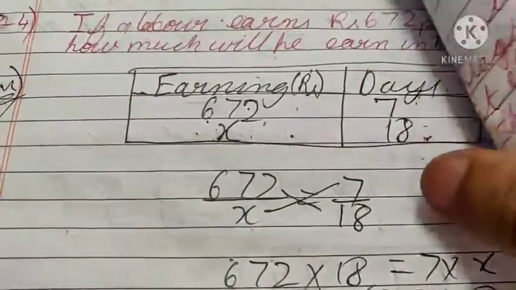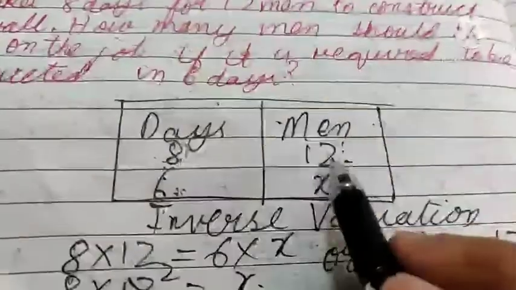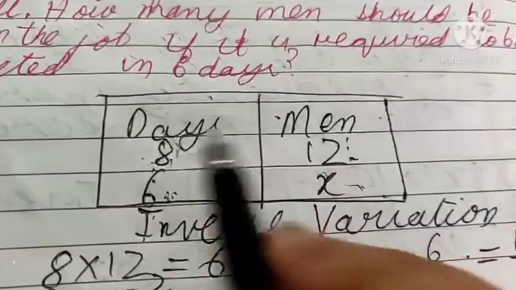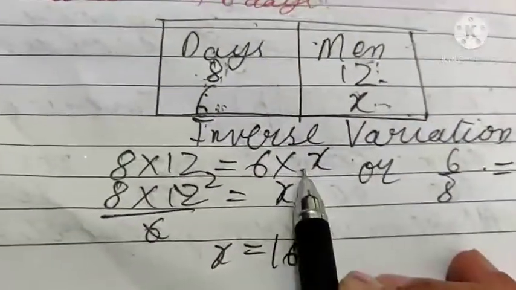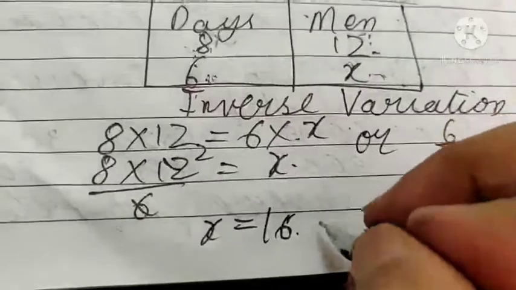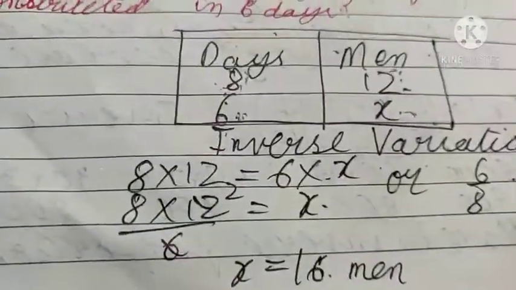Okay, but in direct variation we wrote the given expression the same way as it is given, but in inverse we write the reciprocal of only one side, or you just multiply the two different quantities, days into men, and they are equal. Okay, so you will get 16. So 16 men are required to construct the same wall in 6 days.